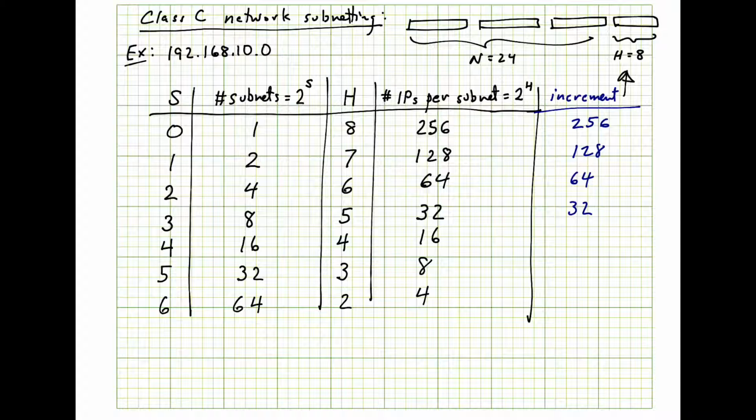So you just count by 64s to get the subnet IDs for the case S equals 2. You count by 32s when you divide up into 8 subnets, by 16s when you divide into 16 subnets, and by 8s when you divide into 32 subnets. And finally, you simply count by 4s to get all the network IDs. So we can get all the network IDs, or the subnet IDs, as we'll call them, by using the increment value.